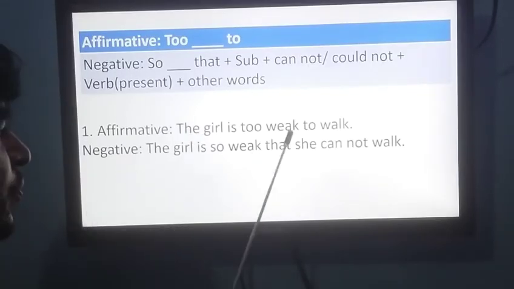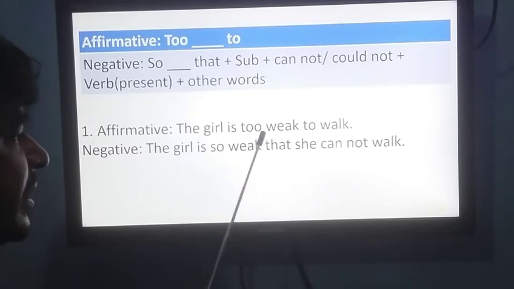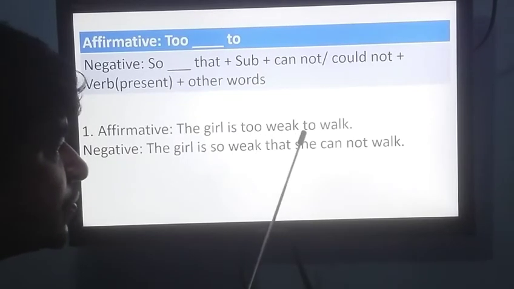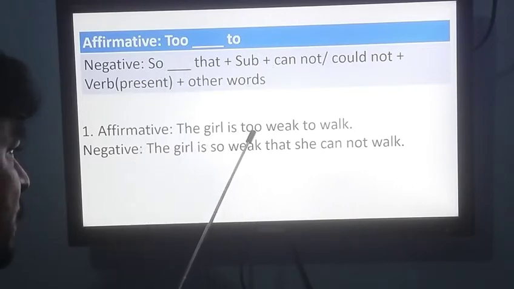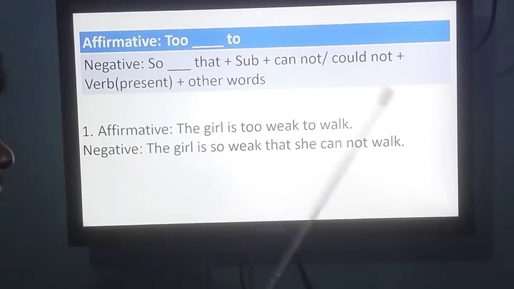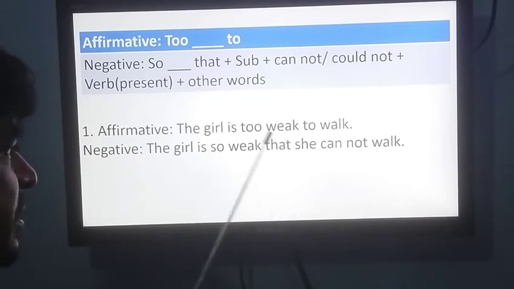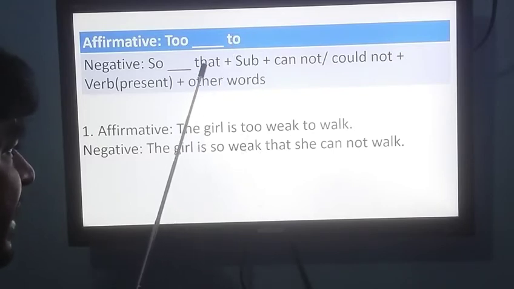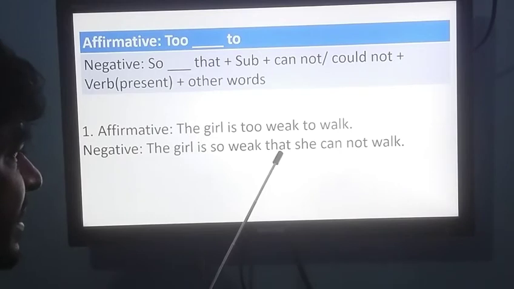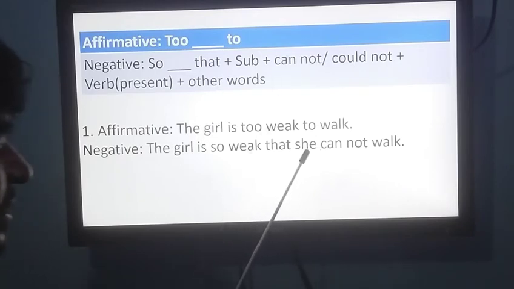The girl is too weak to walk. Here see the structure here, too and to. So we have to change in this way. In place of too we have used here so, then the word, then in place of to we have to use that, then we have used here that, then subject here.